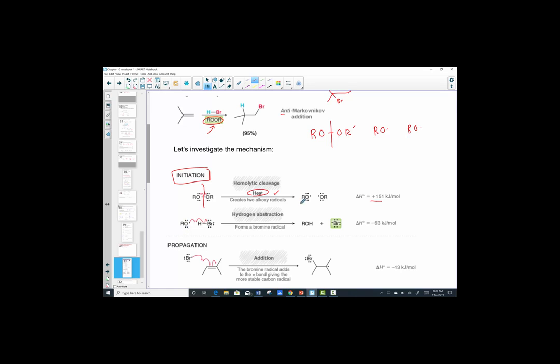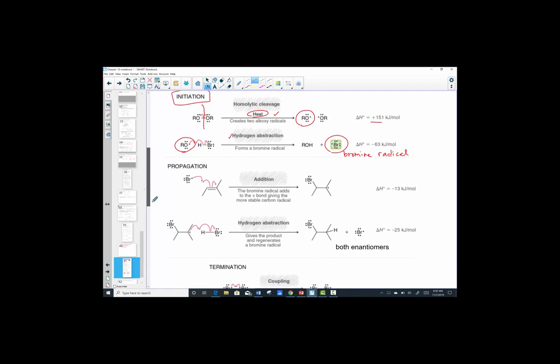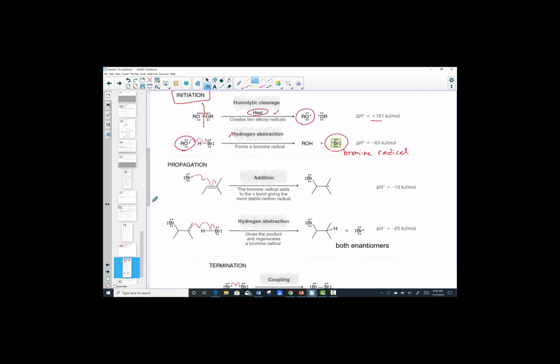We'll then use that very radical that was produced in the next step and do a hydrogen abstraction with the goal of creating a bromine radical. So the initiation step is used to create a bromine radical. The reaction begins to propagate. The bromine radical we made from the initiation step is now going to add across the pi bond in an addition radical mechanism. And when it does so, we create a carbon radical.